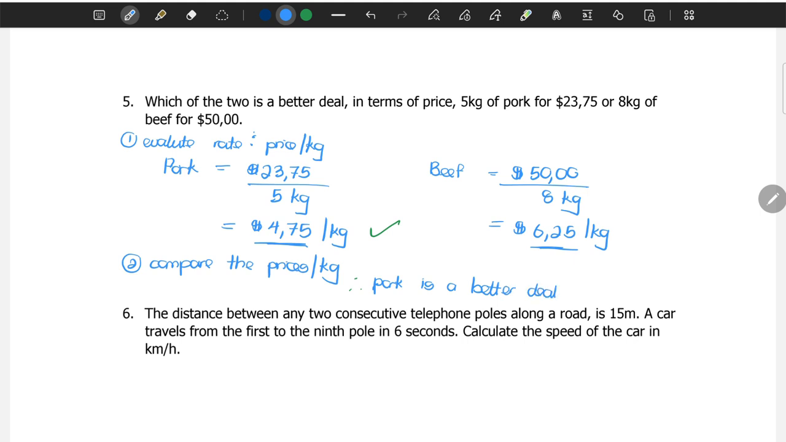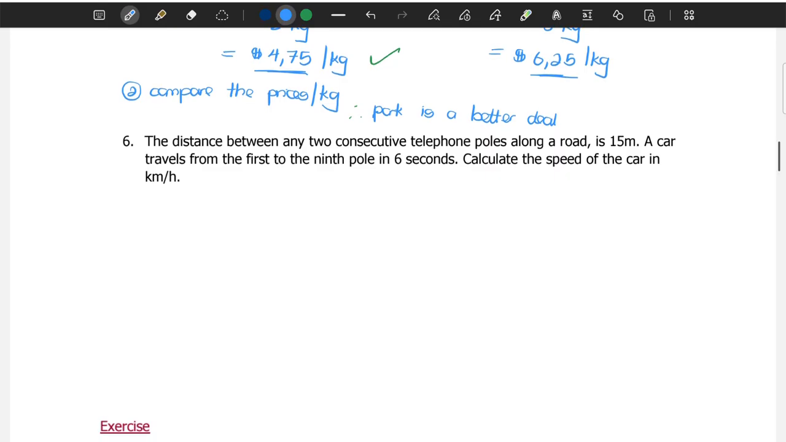Because they said in terms of price. Because we're now saying if we take 1 kg of each, right? That means that the mass is the same. But what makes it different is the price itself, the value per kg, which means beef is more expensive than pork. So pork is a better deal because it's cheaper.